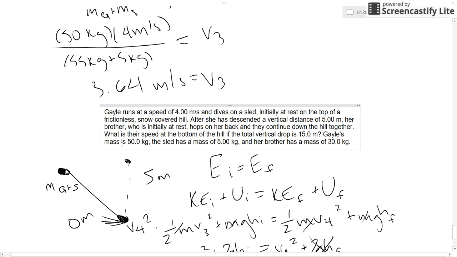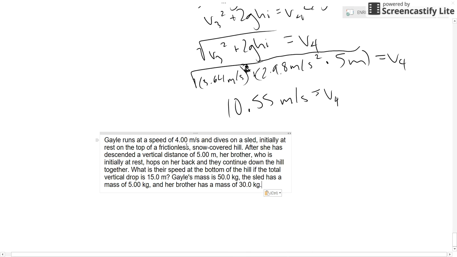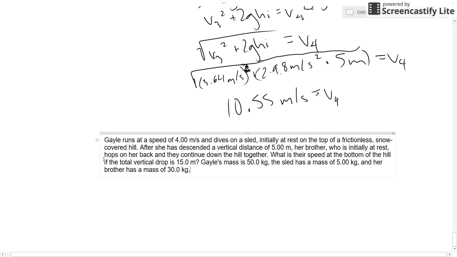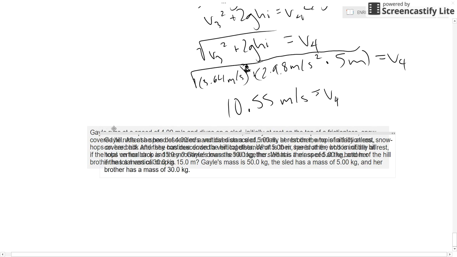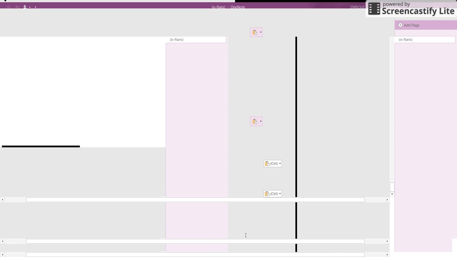So now we're going to have another collision, another inelastic collision.